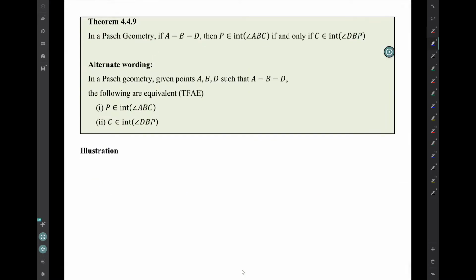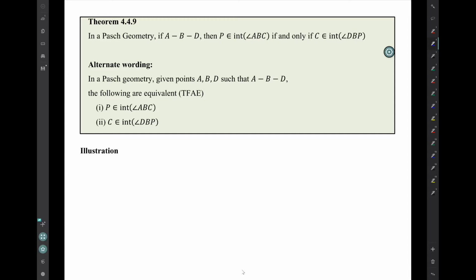Another theorem from section 4.4 that's useful is 4.4.9. It says, in a past geometry, if B is between A and D, then P is in the interior of angle ABC if and only if C is in the interior of angle DBP. And I prefer this alternate wording in the form of an equivalence theorem.